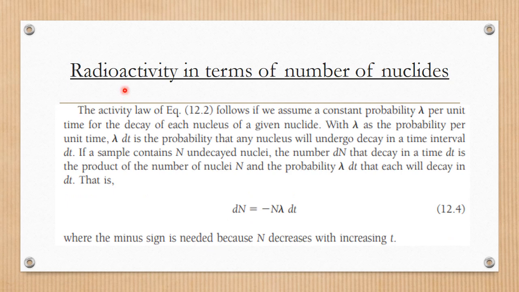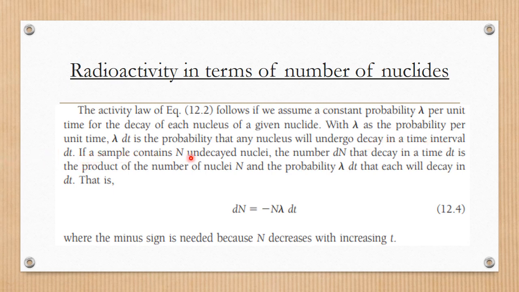This is a relation which is needed for our problem solving. Next, radioactivity in terms of number of nuclei. The activity law follows if we assume a constant probability lambda per unit time for the decay of each nucleus of a given nuclide. Lambda dt is the probability that any nucleus will undergo decay in a time interval dt.